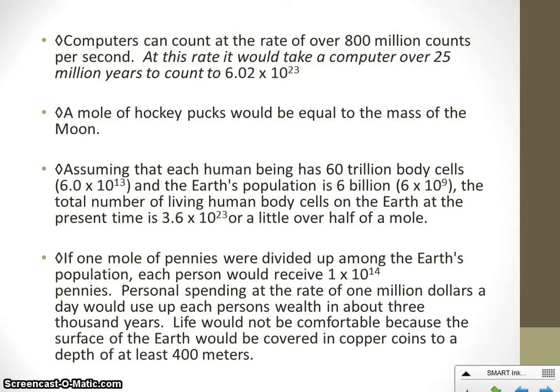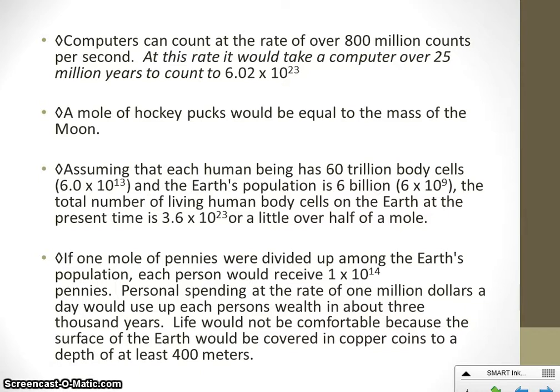And here's a big one, all right? Each human being has about 60 trillion cells in their body, and our population on Earth is about 6 billion. So that means the total number of living human body cells on Earth, all the cells in all the humans on Earth, is about half of what a mole is. That really gives you an idea of how small that mole is, or how small atoms are, sorry.